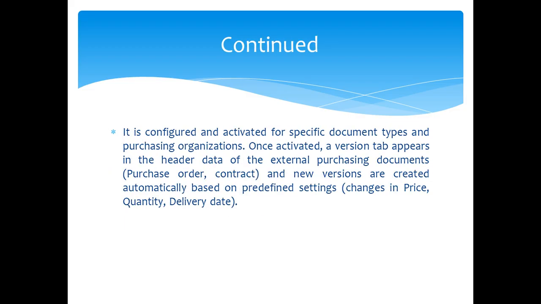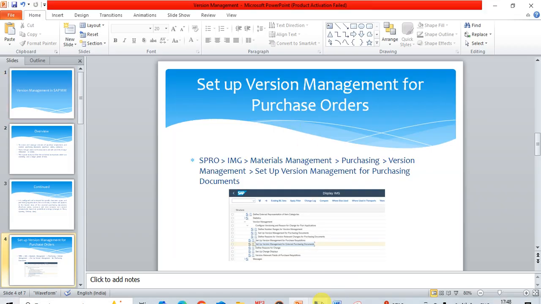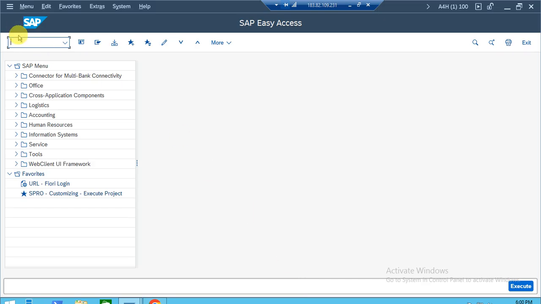To set up version management in the system, we need to maintain some configuration settings and activate version management for a specific document and purchase organization. So in this topic, we'll see how to set up version management for purchase orders and contracts. For this, we'll go into the system. Now we'll see how to set up version management for purchase order.